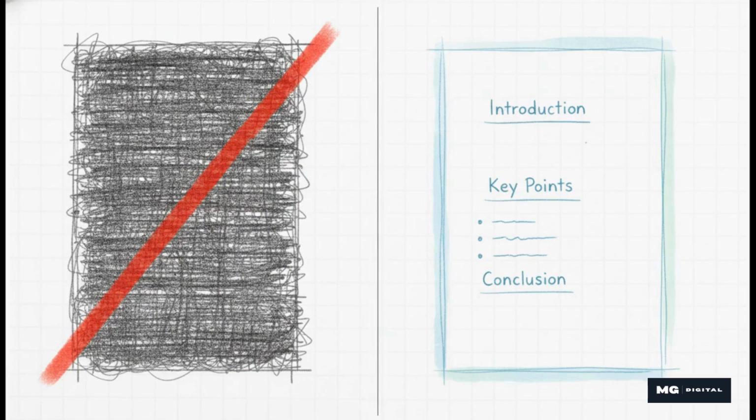Killer number 2, too much text. Throwing an overwhelming wall of text at someone immediately kills their momentum. You have to keep the information super digestible. Be concise. Use bullet points. Write in short, punchy paragraphs. And use incredibly clear headings so a visitor can just scan the whole page in a few seconds.